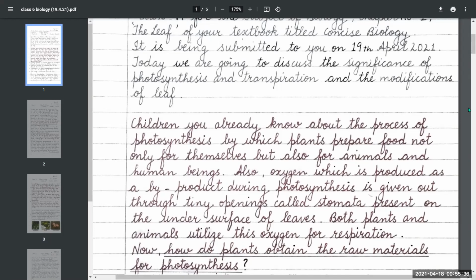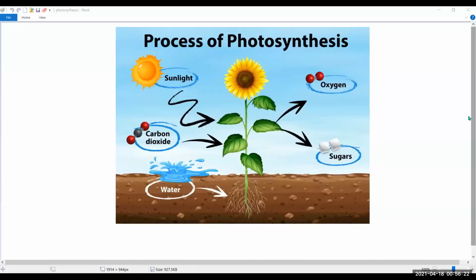Now, how do plants obtain the raw materials for photosynthesis? For the process of photosynthesis, carbon dioxide is absorbed from the atmosphere through stomata present on the leaf surface. The water and minerals are absorbed from the soil through the root system. Chlorophyll, which is a green colored pigment, is present in the chloroplast of the leaf. And the light energy comes from the sun.